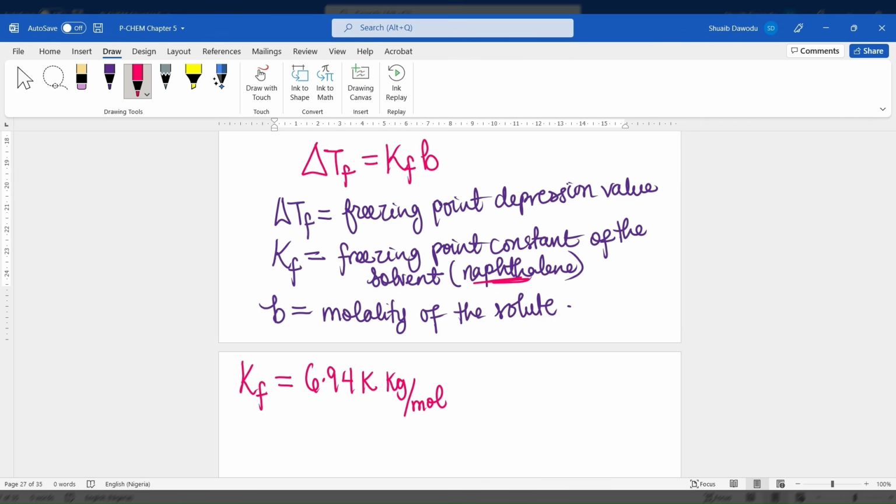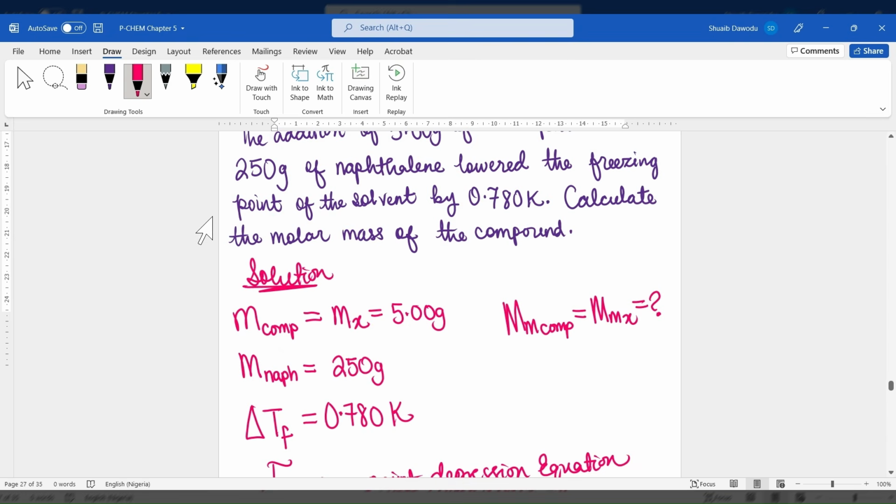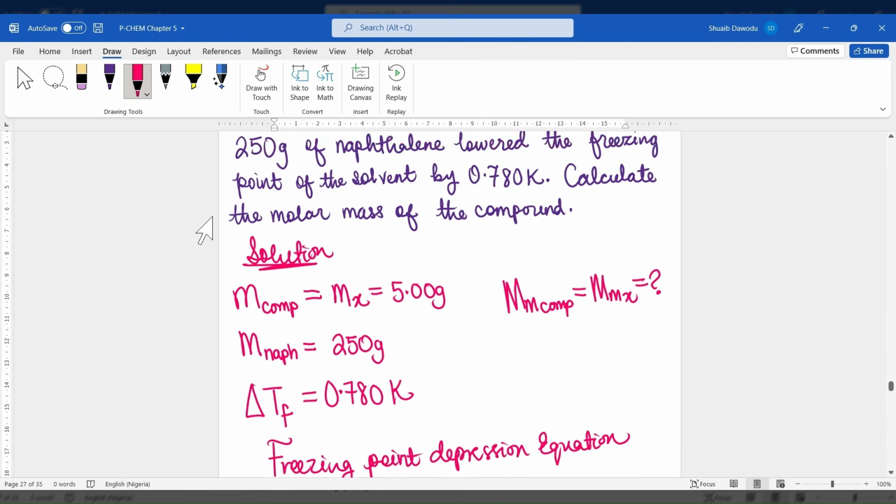But there's an issue with that. Some students will determine what the molality is supposed to be, and then they don't know how to get on from there, because the question is actually asking us to determine the molar mass of the compound.